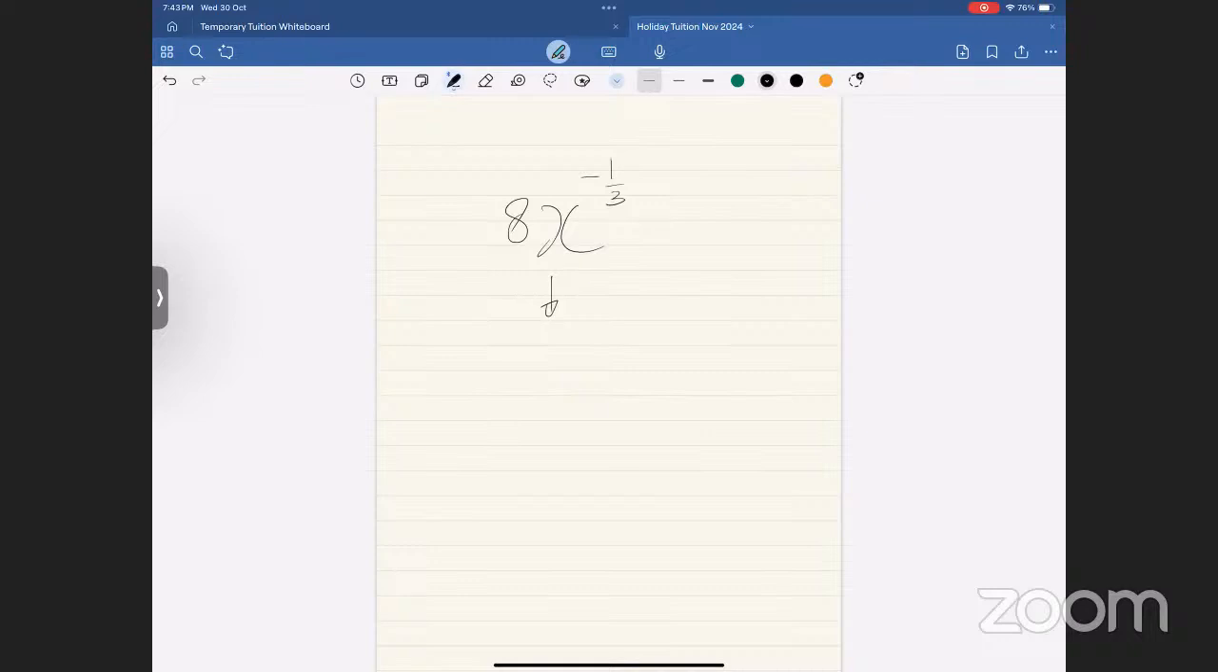The first thing that you do is? Bring 8x down. And then the second thing that you do? Write down minus 1. Minus 4 over 3, is it? Sorry. And then you write down in front times minus 1. Okay. And then the final answer will be?